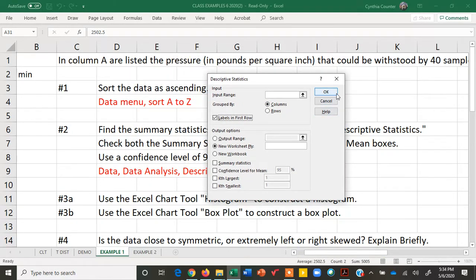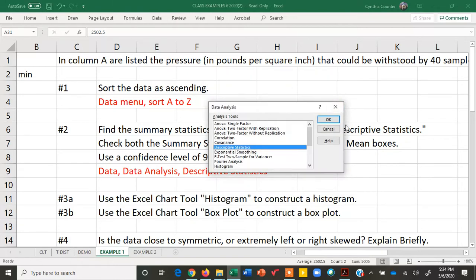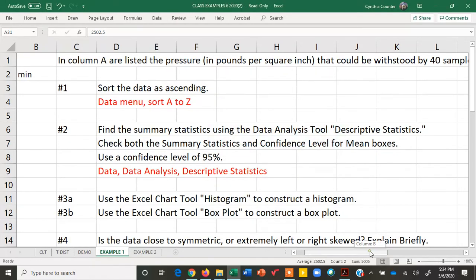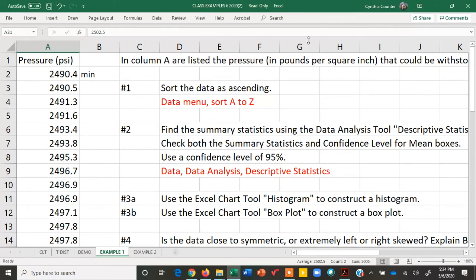I can't get to it, so let's do this again. So let me cancel and cancel. Make sure you can see your data. So let's go again.